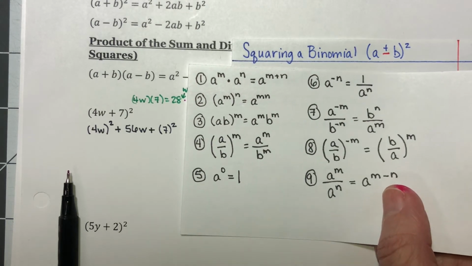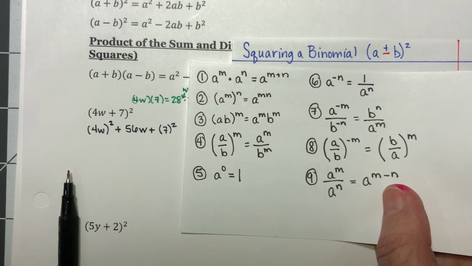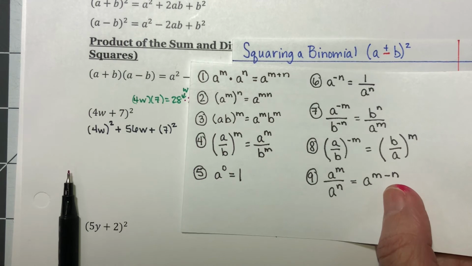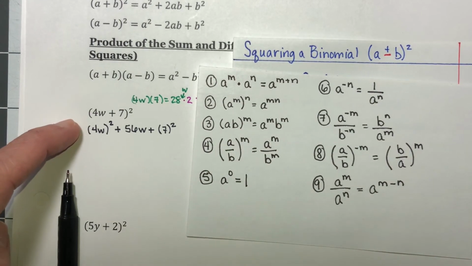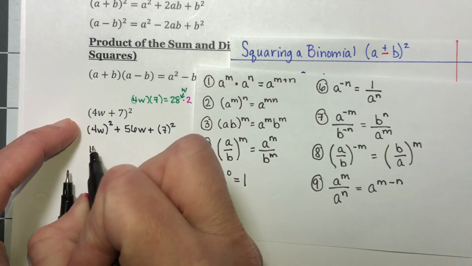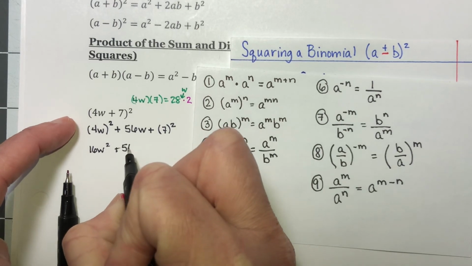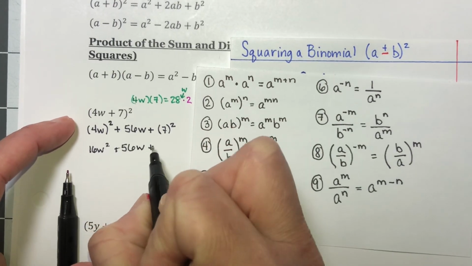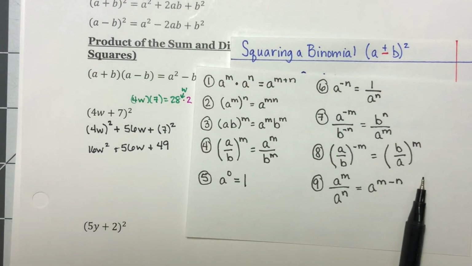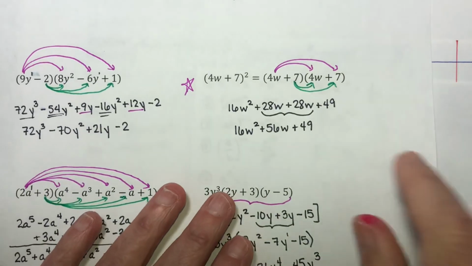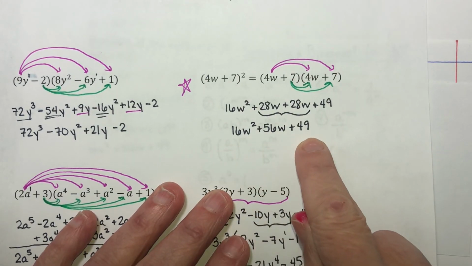Think about our sign rules. Okay, we have certain rules that work for multiplying and dividing negatives, and they're different for adding and subtracting negatives. So this happens a whole lot. But what we do here is we square each term. 4 squared would be 16w squared plus 56w plus 7 squared would be 49. If you compare this to what we got in the last section, 16w squared plus 56w plus 49.